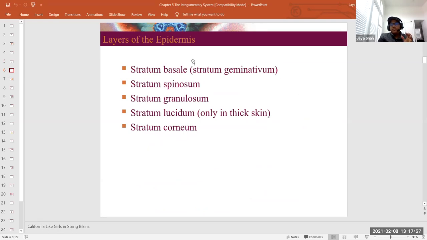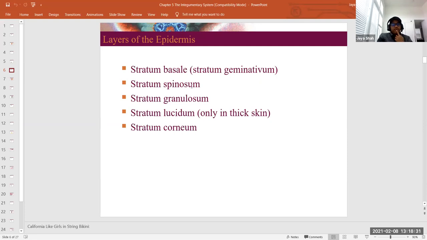Layers of the epidermis. So let's talk about epidermis now. We have epidermis, dermis, and hypodermis. Let's focus on epidermis. So epidermis has several layers, and we can divide epidermis into five layers. Sometimes only four if the skin is not thick skin. Like the sole and palm, this is thick skin. But facial skin is thin skin. In the thin skin, you will be missing the stratum lucidum.